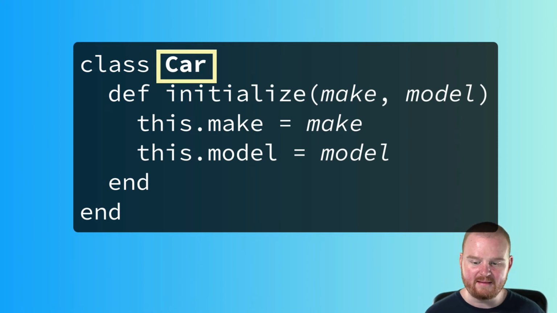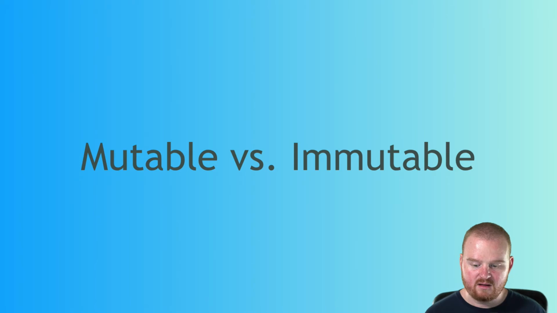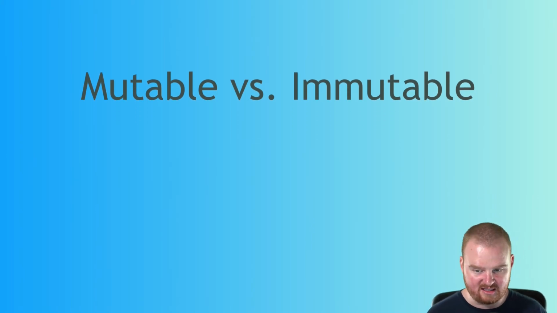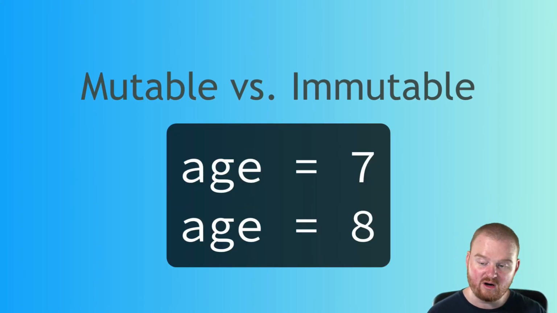Next, a type can either be mutable or immutable. These primitive types like 7 and true are immutable, meaning they cannot change. You can change the value of the variable, meaning you can change what the name of that variable is referencing by pointing the variable at a different value.